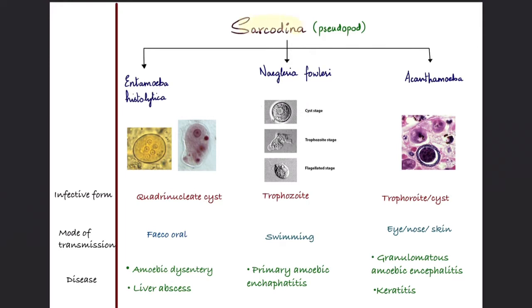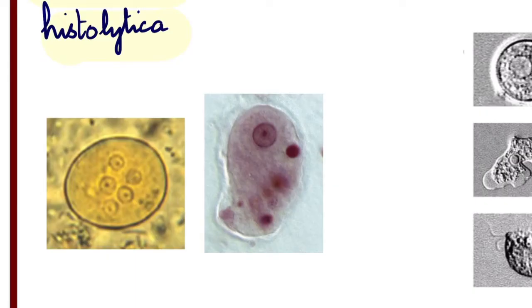So first phylum is Sarcodina. The characteristic feature of this phylum is that they have a pseudopod. So under phylum Sarcodina, you have Entamoeba histolytica, Naegleria fowleri, and Acanthamoeba. So this is the cyst form of Entamoeba histolytica, and this is the trophozoid form. In the cyst form, you can see four nuclei, so it is tetranucleate. But in the trophozoid form, you see only one nucleus, so that is uninucleate.